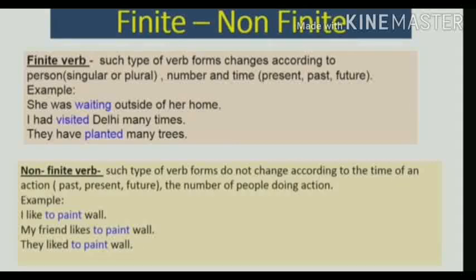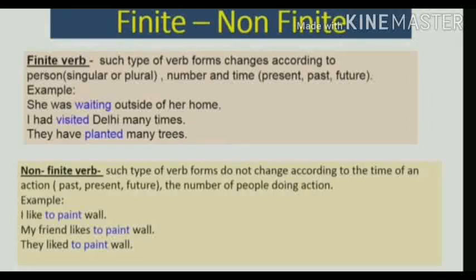Now, what is a non-finite verb? Such verb forms do not change according to the time of an action. So non-finite verbs do not change according to the time of action, number or person. For example, I like to paint a wall, to paint, it doesn't change whether plural or singular. My friend likes to paint a wall. They like to paint a wall. See, now they, my friend, I, there are singulars and plurals, but everywhere I used to paint, to paint, to paint.